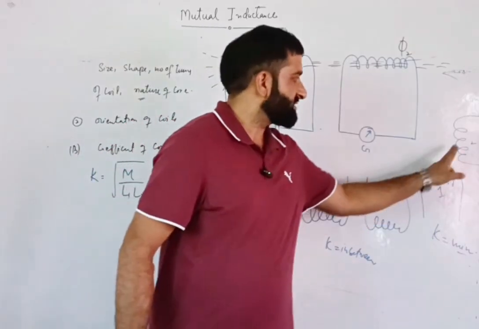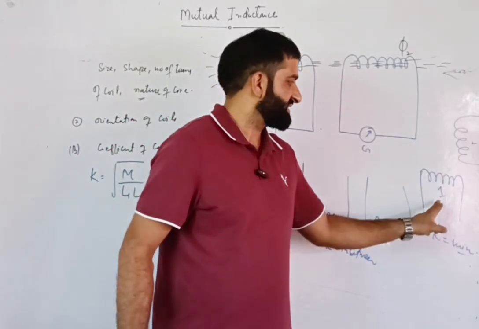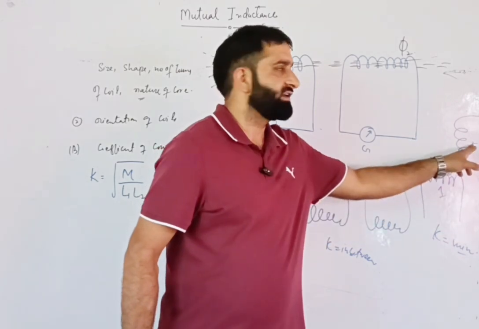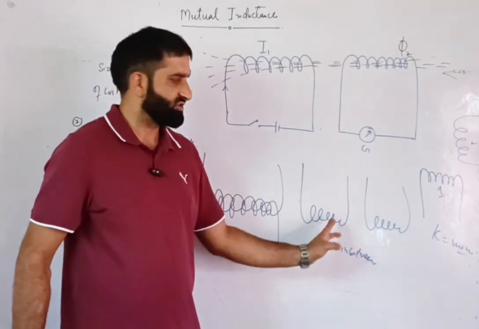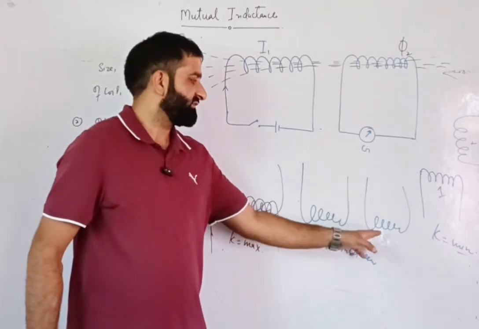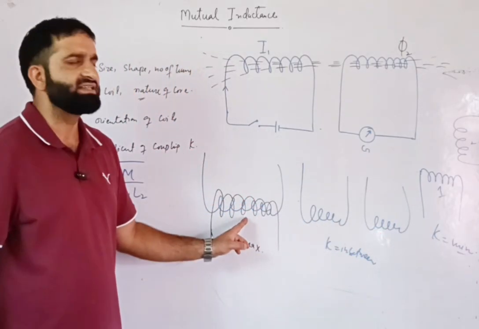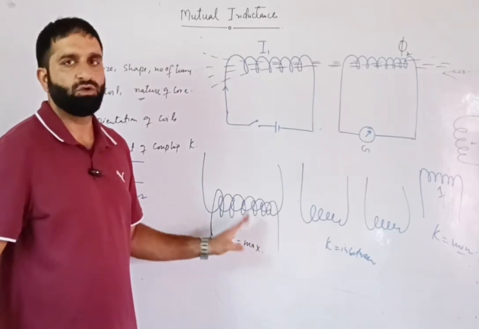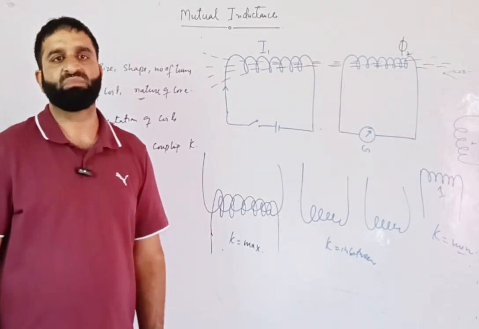That means in this orientation, the minimum amount of flux that is produced by the change in current in coil 1 is linked with coil 2. Here, some of the flux that is produced by this coil is lost, so not that much flux is linked with this coil. Here, all the flux produced by coil number 1 is linked with coil number 2. So in this case, the coefficient of coupling K is maximum. Thank you.